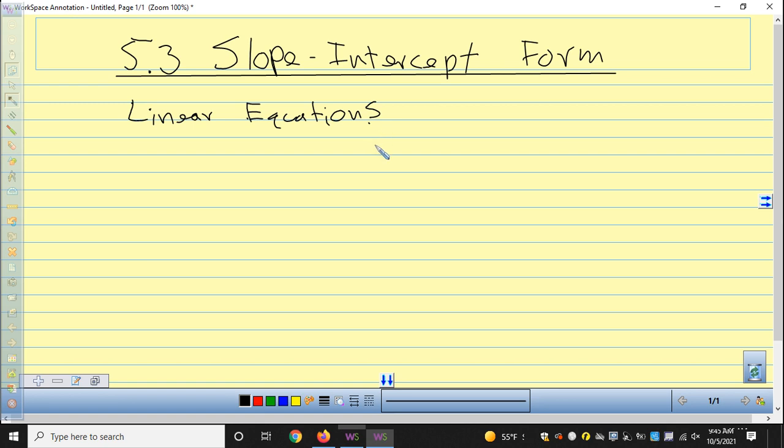Slope-intercept form. So I'm going to say the graphs of linear equations usually cross the y-axis. So when we have a linear equation, usually it's going to cross the y-axis unless it's a vertical line. Then it doesn't cross the y-axis. The point where it crosses is called the y-intercept.